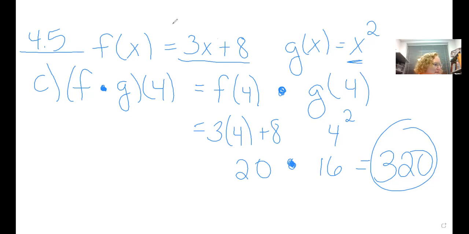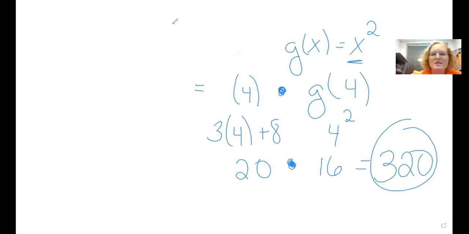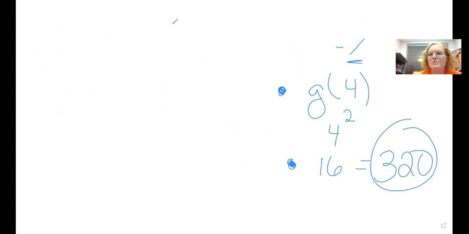Okay, let's see. I'm looking over your review here. Let's go all the way back to domain and range, because sometimes domain and range gives people just a bit of a problem. So let's do a couple of problems on domain and range.